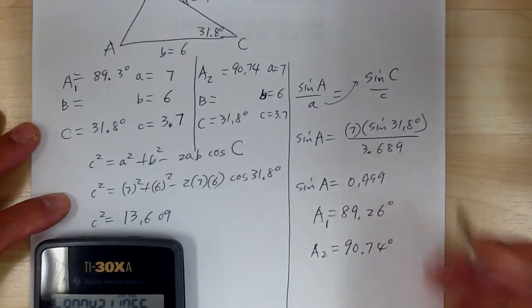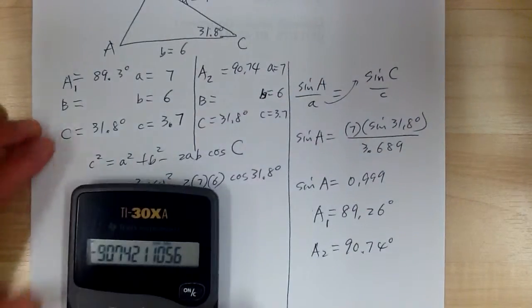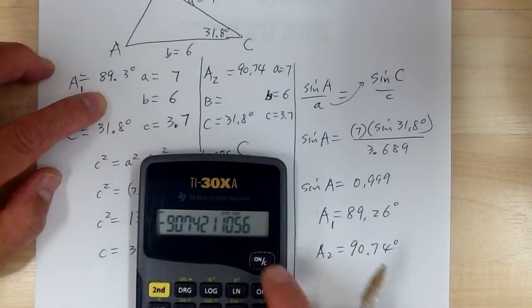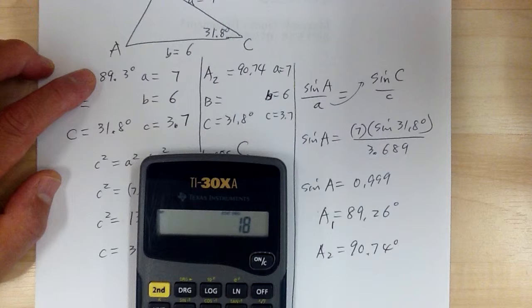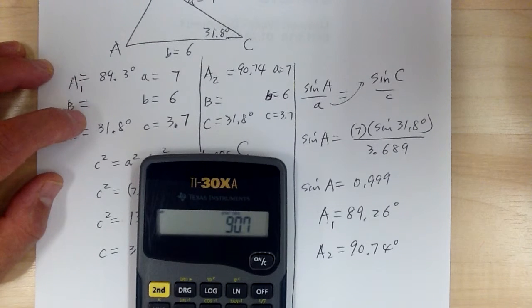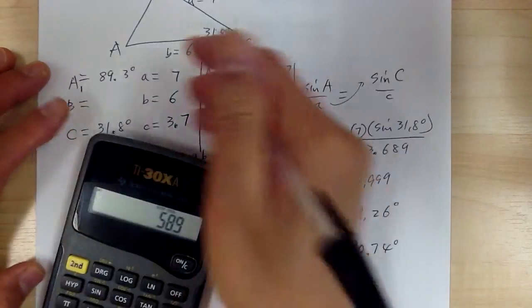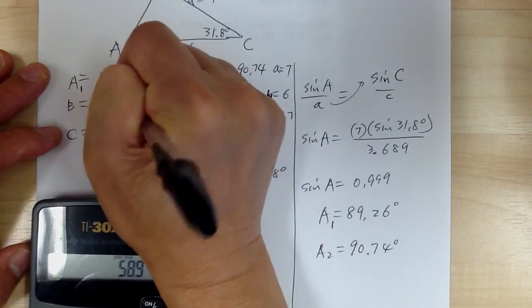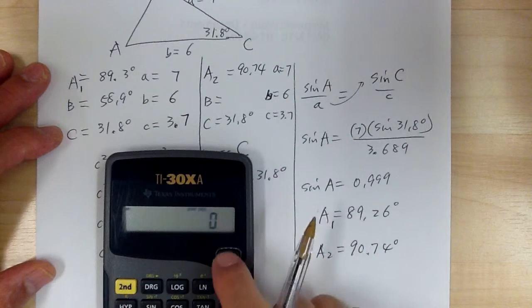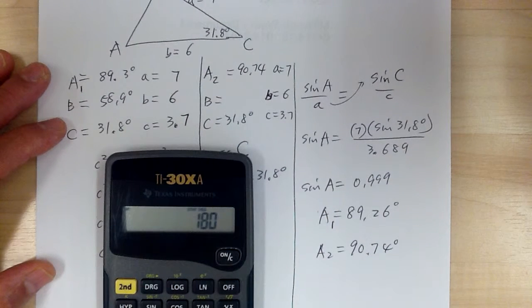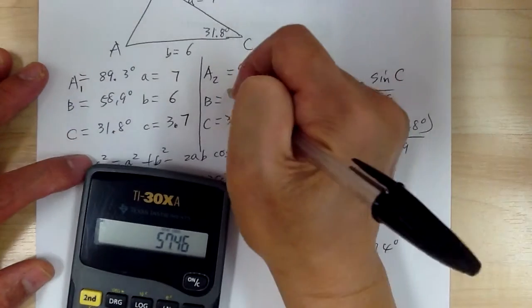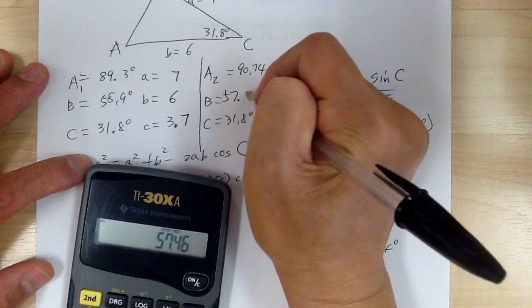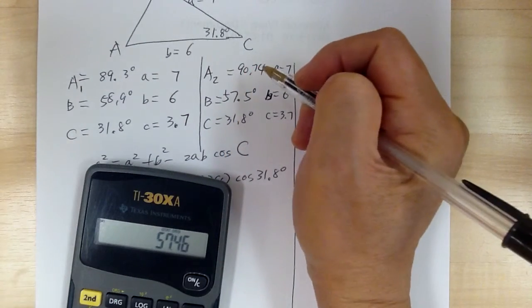Okay? Then after that, you can go ahead and find the angle B. So 180 minus 89.3 minus 31.8 equal. So you're going to get 58.9 degrees. And this one you have to do the same thing. So this one has two cases, right? 180 minus 90.74 minus 31.8 equal 57.5 degrees. Okay.